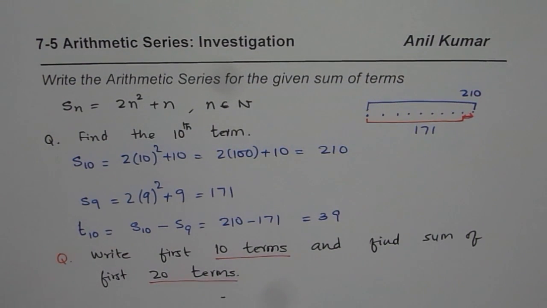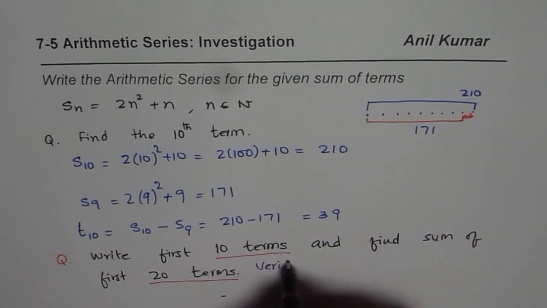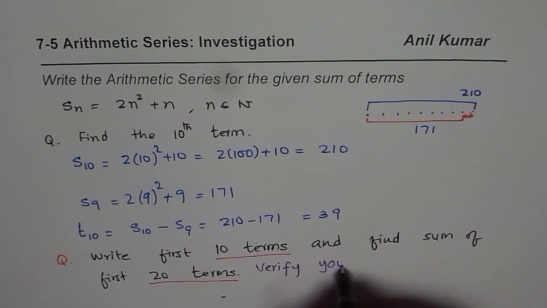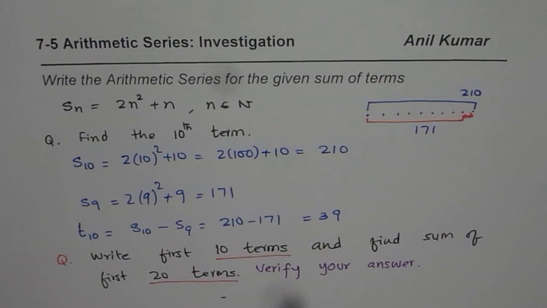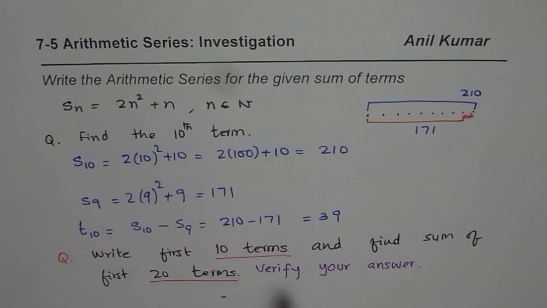I should say, verify your answer. Now that becomes even trickier. Well, it is like this: when you find your first 10 terms, use your normal formulas and get the sum of the first 20 terms. And you can verify your answer by substituting 20 in the formula, which gives the straight answer. So check if it works for you.